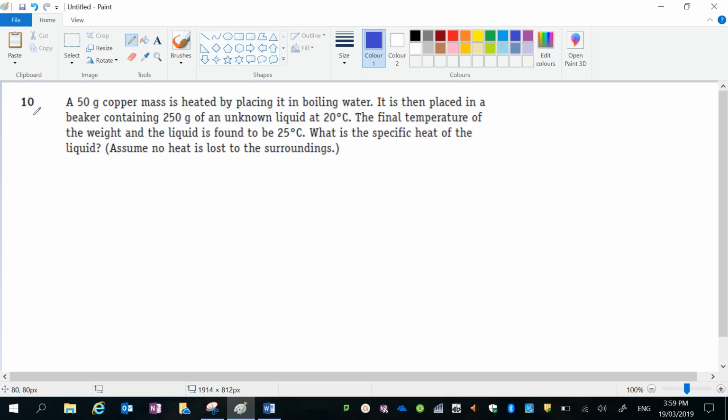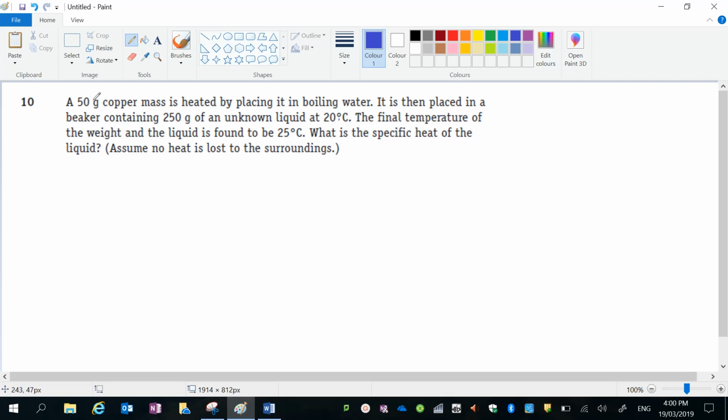Question 10 of the heat chapter. A 50-gram copper mass is heated by placing it in boiling water. It is then placed in a beaker containing 250 grams of an unknown liquid at 22 degrees Celsius. The final temperature of the weight and the liquid is found to be 25 degrees Celsius. What is the specific heat of the liquid? Assume no heat is lost to the surroundings.